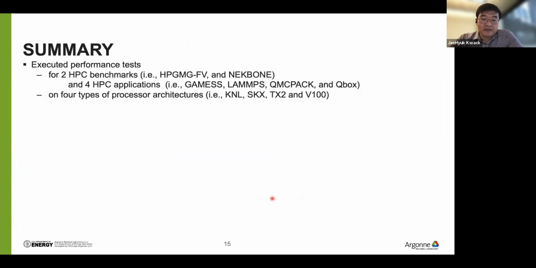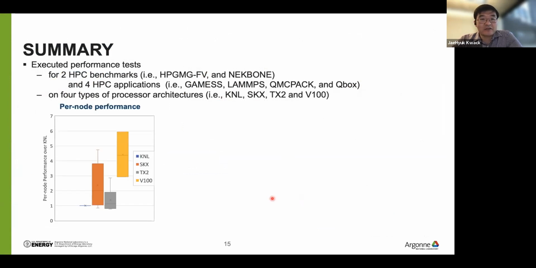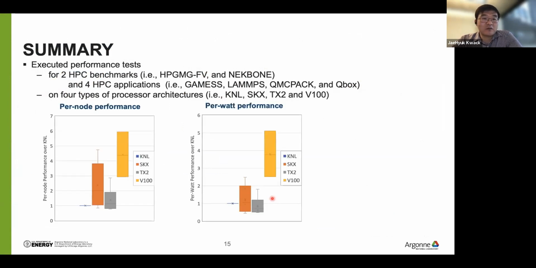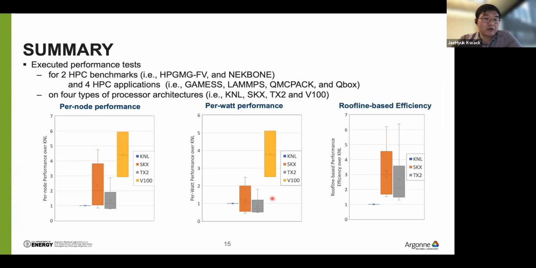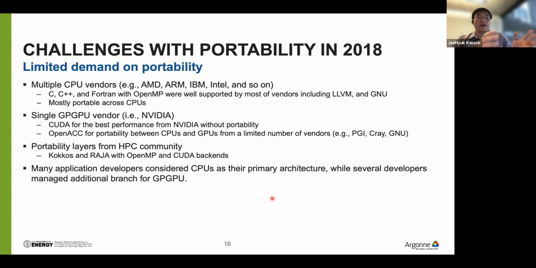So this is a very quick summary. In this study, we tested 6 benchmark applications on 4 different types of architecture, and we measured per node performance, per watt performance and Roofline-based efficiency. And then this is a kind of challenge with portability in the 2018 timeframe.